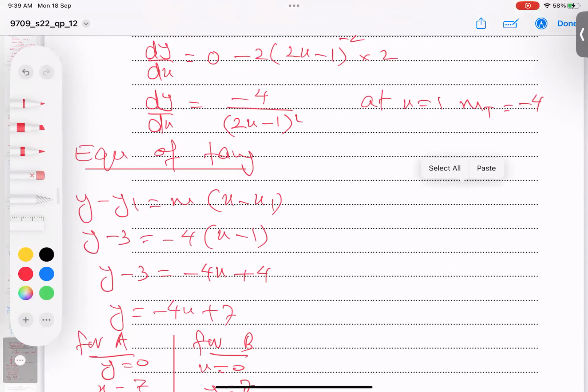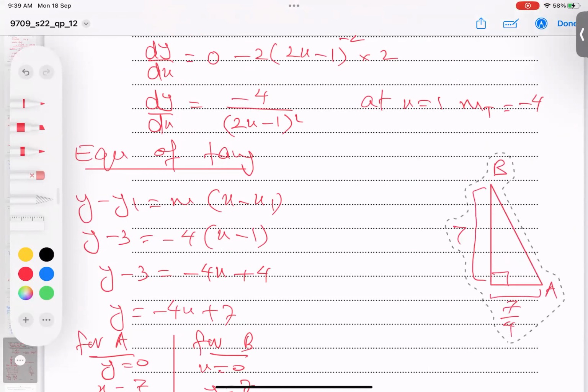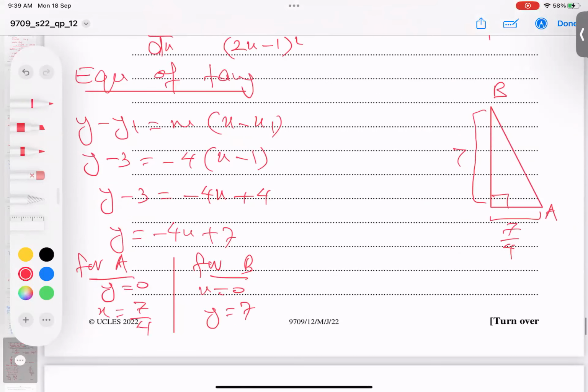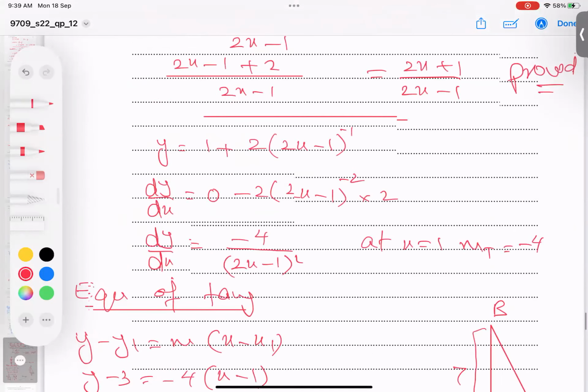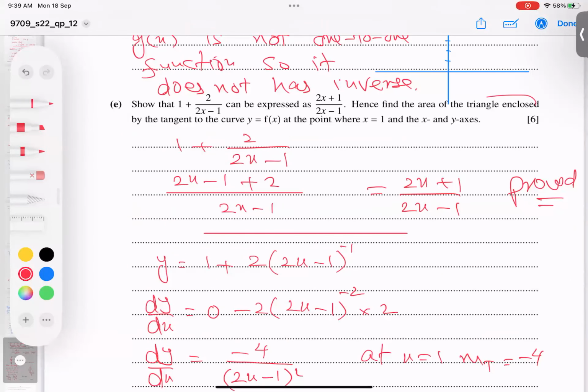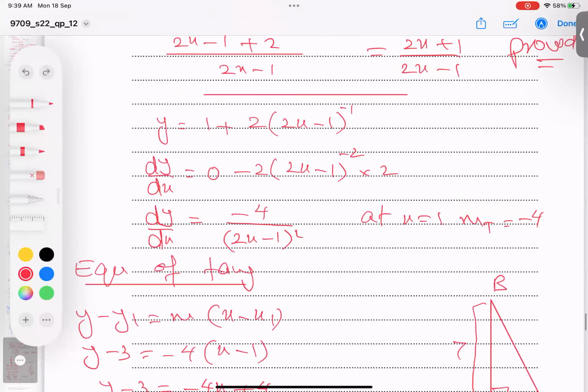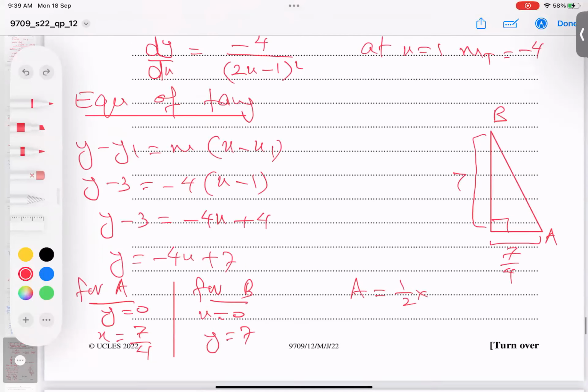And I think now it's clear, so now I can find it easily. And what is the area we are finding? Area formula: half into base into height. Because what is it asking for? Read it. He said, find the area enclosed by the triangle by the tangent. So half into base into height.